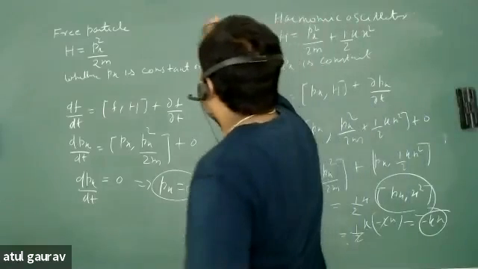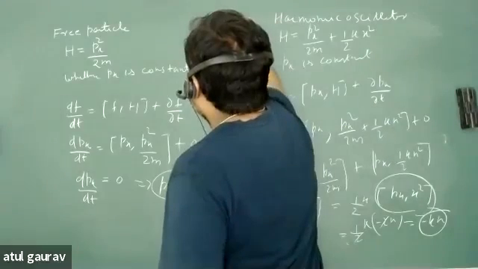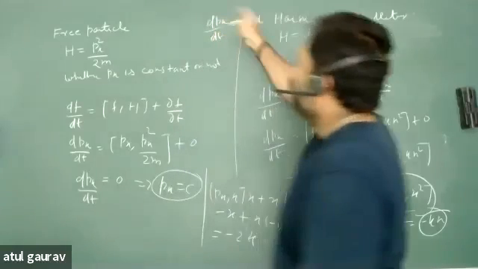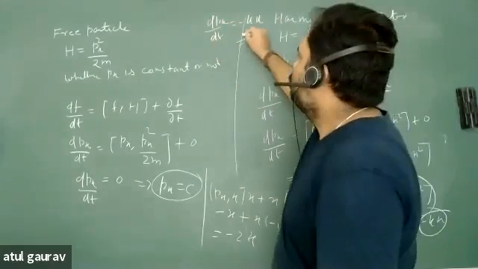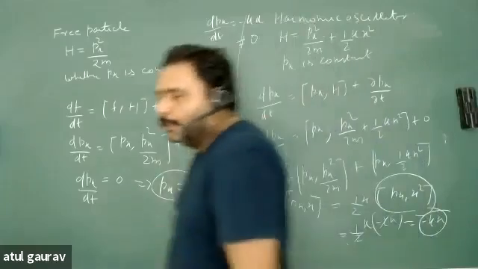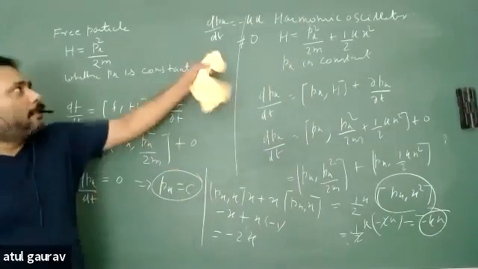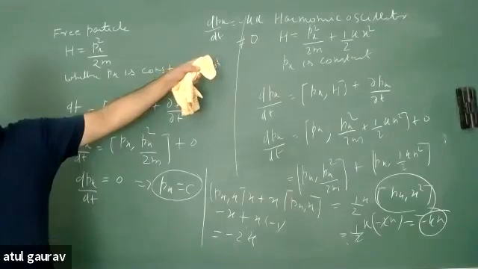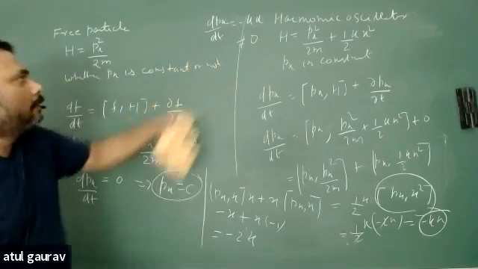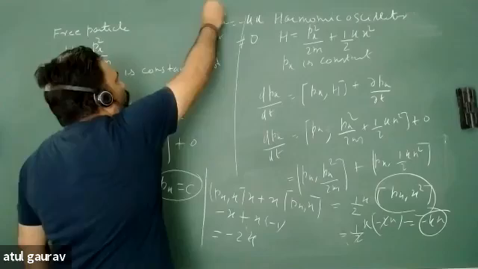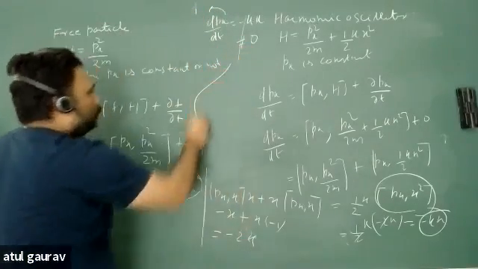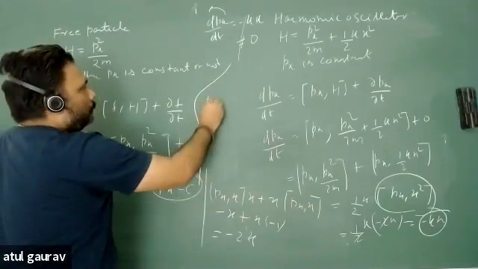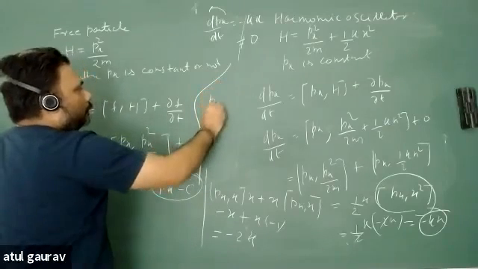We have, for the harmonic oscillator, dp_x/dt is equal to minus kx. And what is this? This is nothing but force, which is not equal to 0. Actually, it is not equal to 0. And if dp_x/dt is equal to minus kx, not equal to 0, it means p_x is not constant. You can just use this particular thing. So we can say p_x is not constant.